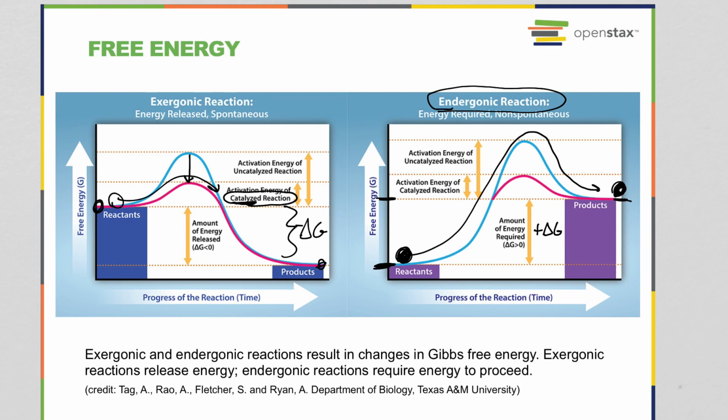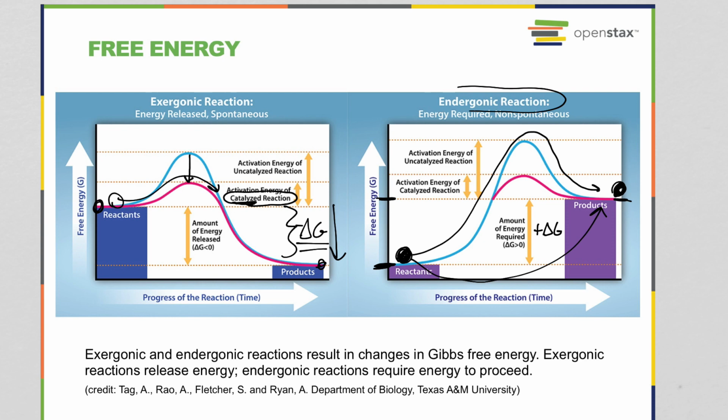Right? And so over here, products were lower than reactants, negative delta G, spontaneous. These things generally want to happen naturally. The enzyme is just going to speed it up. On the endergonic side, these things do not want to happen naturally. Right? Your products end higher than the reactant started. These are reactions that are typically decreasing entropy.